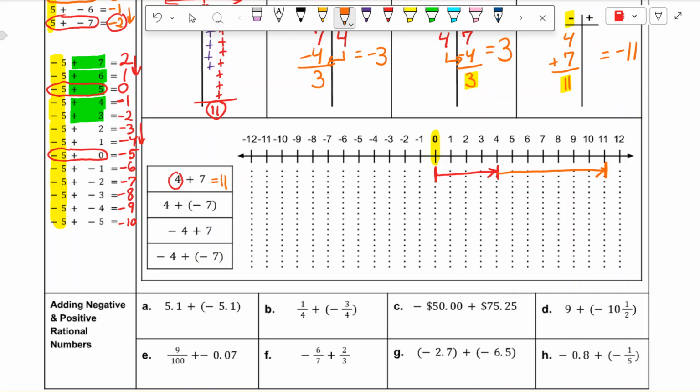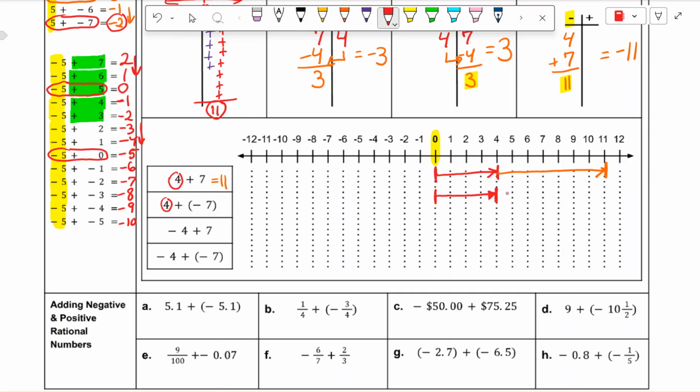So that's how it works. Are you familiar with that? Well, let's use some negatives then. Start at 0. We always start at 0. And it says go to 4. So we're going to go out to 4 all the way to here. Little arrow. And then we're going to add 7 negatives.